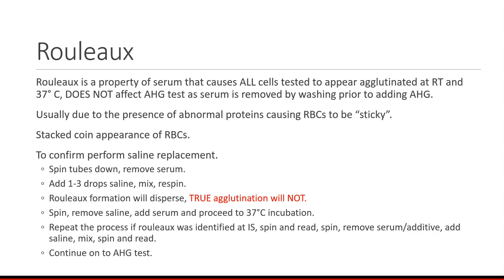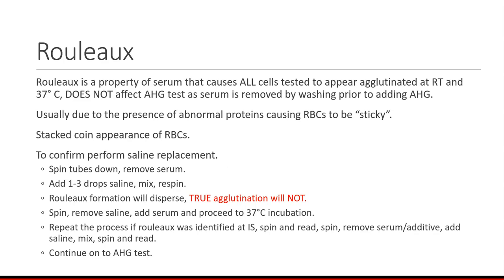True agglutination will not. So if after you do the spin and read, there's a special way of recording this so that you can record both immediate spin readings. So one would be 3 plus over 0, and again you would have a detailed explanation of what you did. Then you spin those tubes down, remove the saline, add more serum, the same number of drops in your enhancement, and proceed to the 37 incubation.